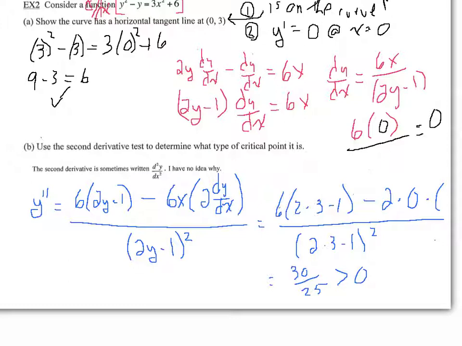If the second derivative is greater than 0, then we know that we are concave up. And if we are concave up, then we must have a minimum. So the type of critical point here is a minimum. And we're now done with notes.